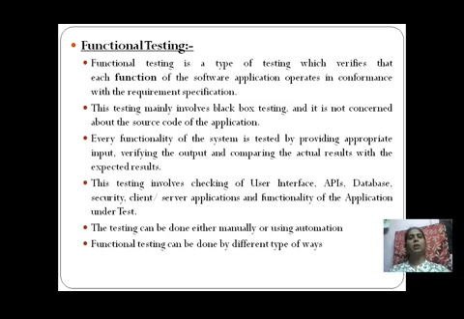Also this testing comes under black box testing, where there is no concern about the source code of the application. Every functionality of the system is tested by providing the appropriate input and verifying the output, and the actual result is compared with the expected result. This testing involves checking the user interfaces, APIs, databases, security, client server applications, and the functionalities of the application under test. This type of testing can be done either manually or automated.